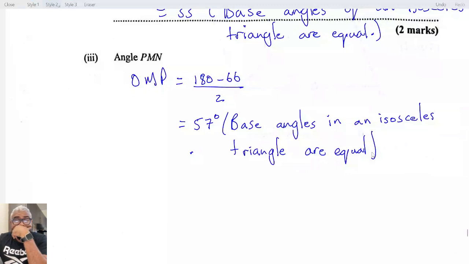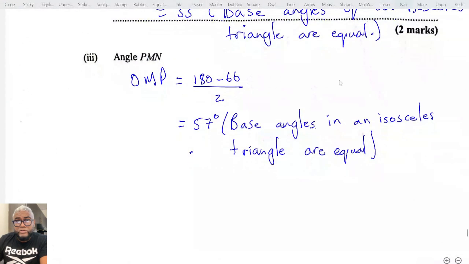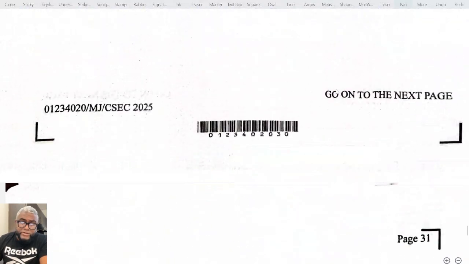Everybody good here? So we found OMP. Scrolling up. I'll come back down. I'm just scrolling up to show you all, and I will come back down. Right? Right. So we're going up.